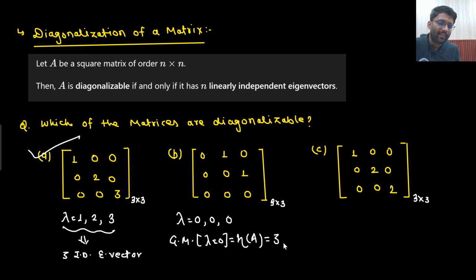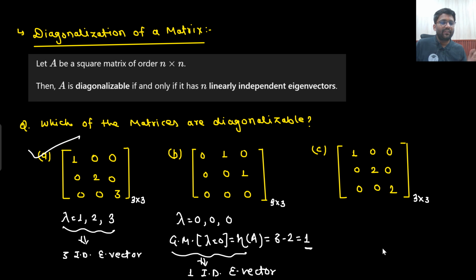Rank is 3. Sorry, what is rank? Rank is 2. And what is the number of columns? 3. 3 minus 2, nullity is 1. What does that mean? Only one independent eigenvector I can have. Only one independent eigenvector. What will I write down? Only one independent eigenvector.